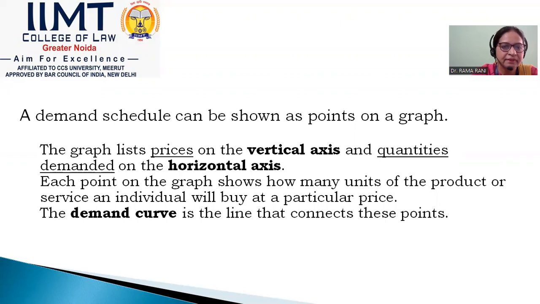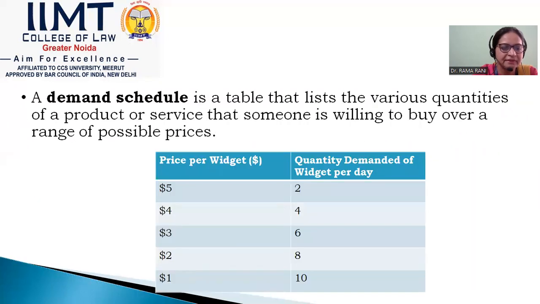A demand schedule can be shown as points on a graph. The graph lists prices on the vertical axis and quantity demanded on the horizontal axis. Each point on the graph shows how many units of the product or service an individual will buy at a particular price. The demand curve is the line that connects these points. A demand schedule is a table that lists the various quantities of a product or service that someone is willing to buy over a range of possible prices.